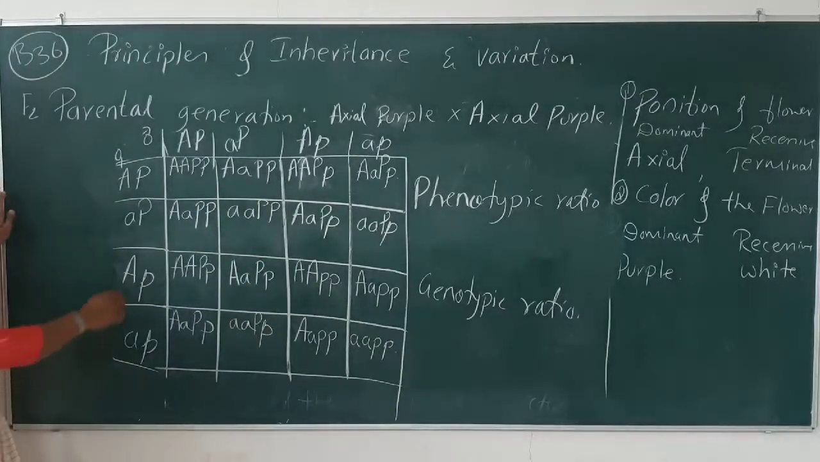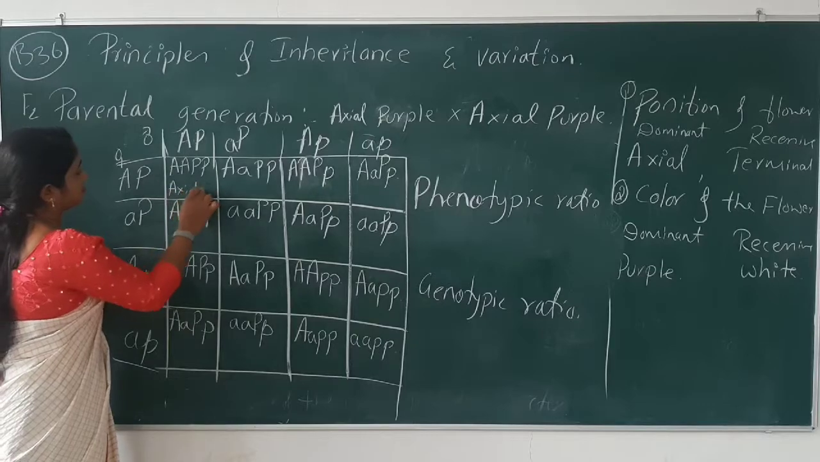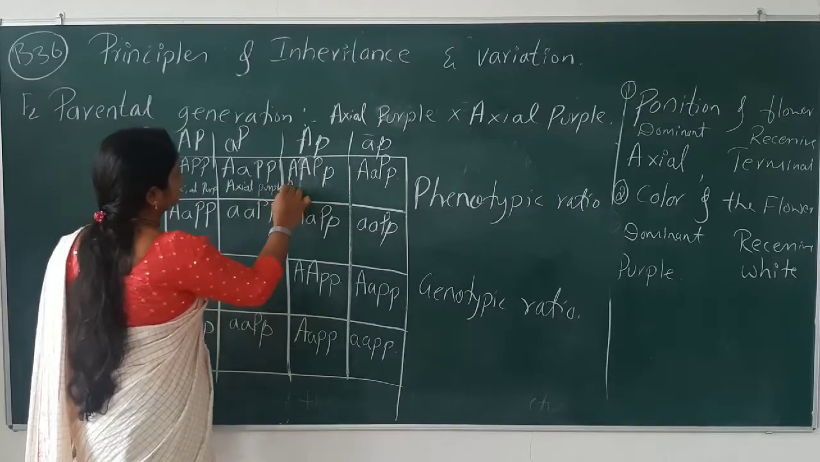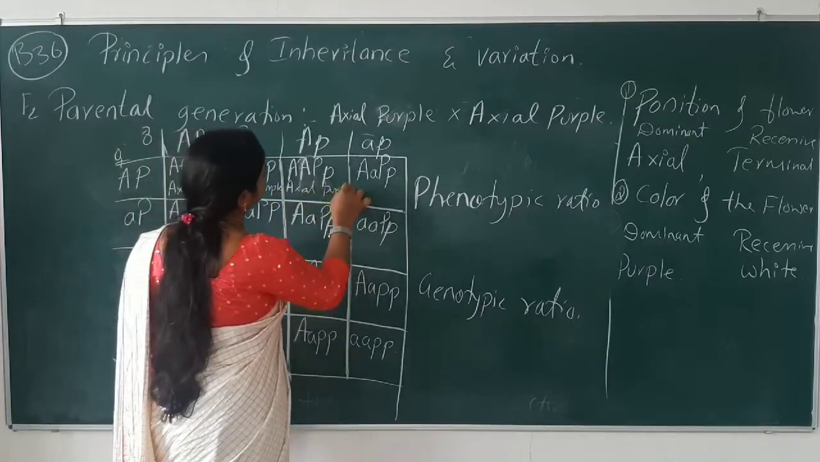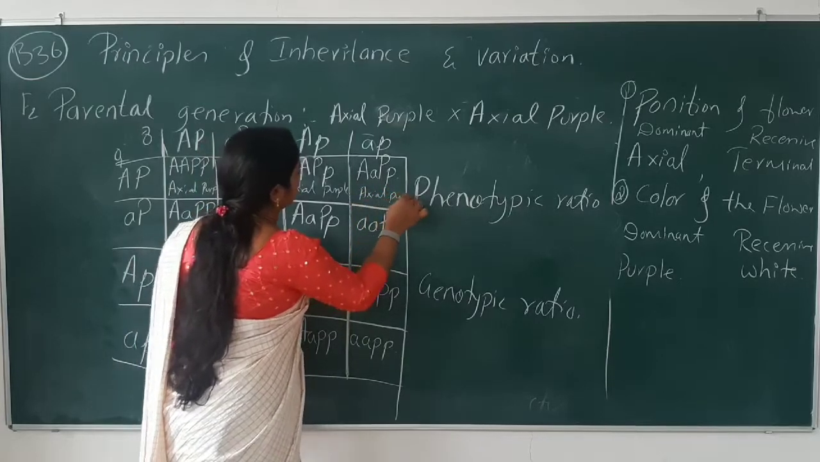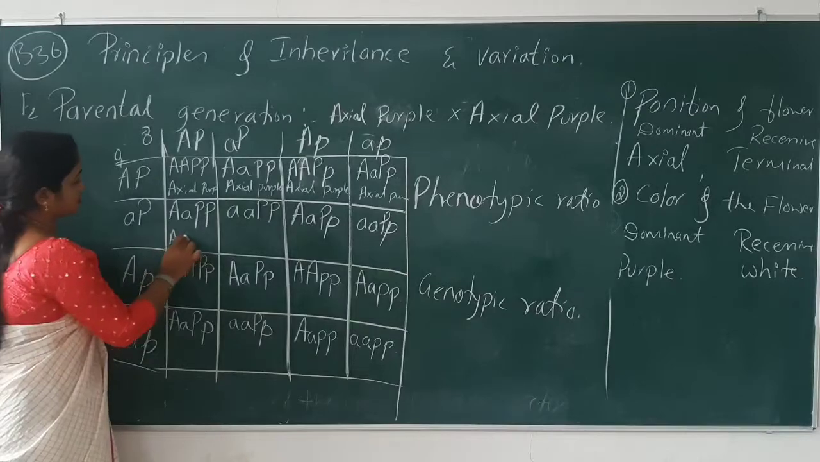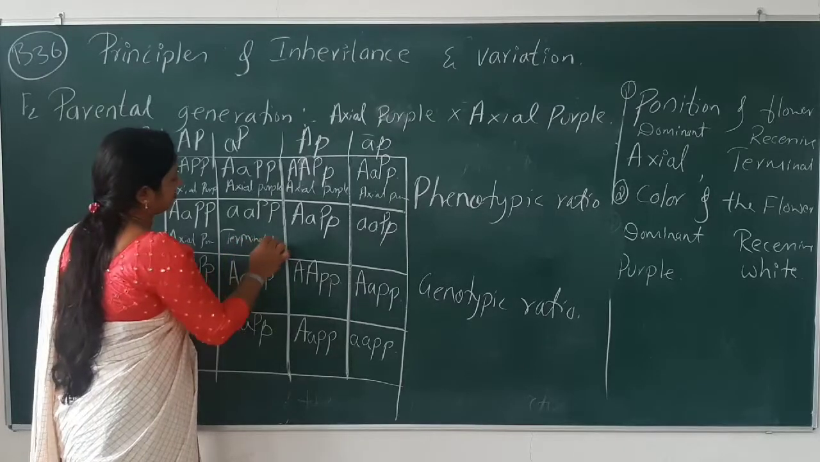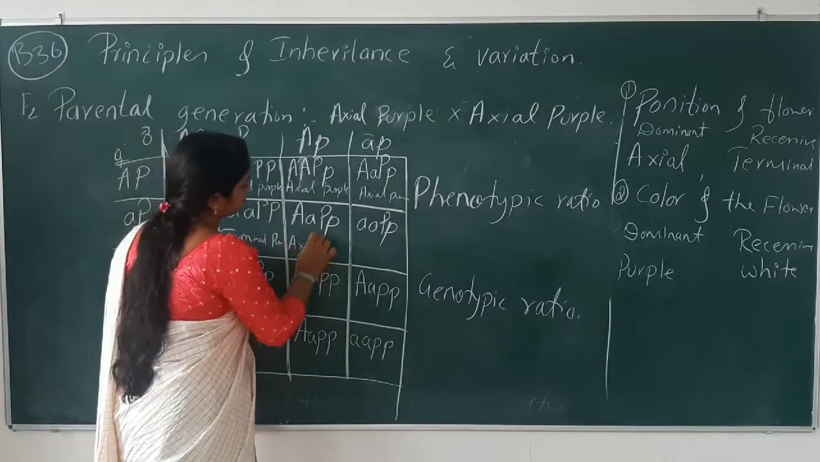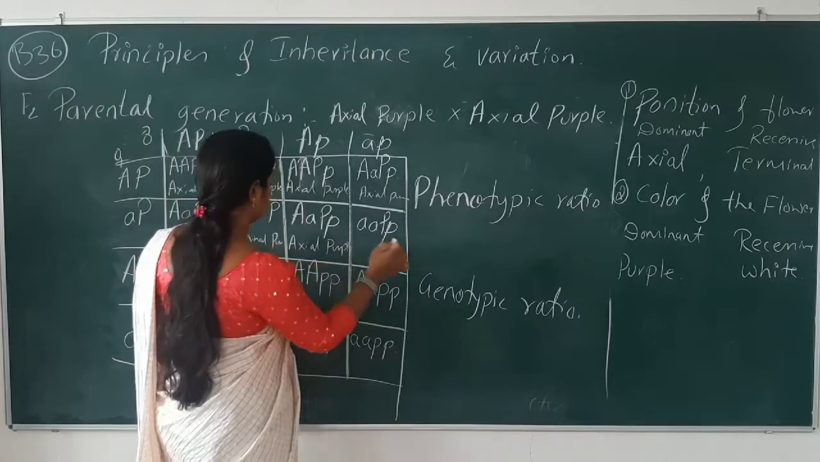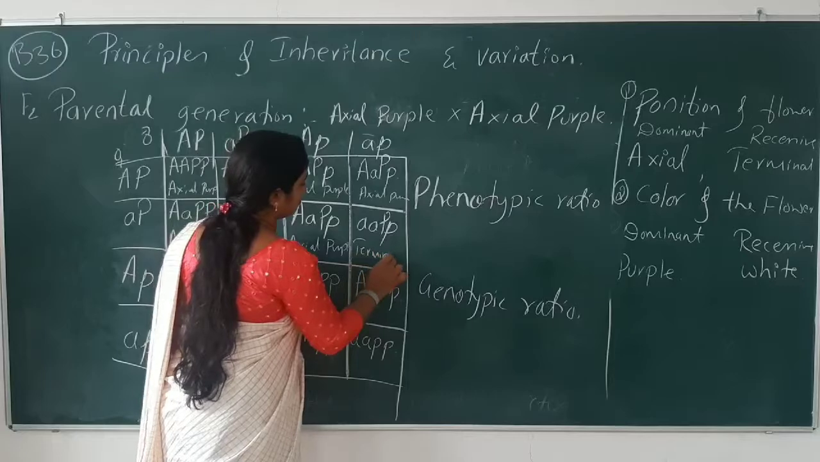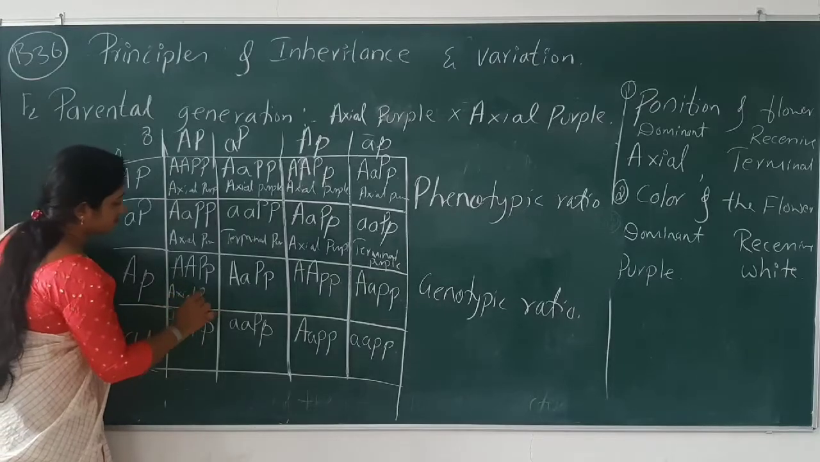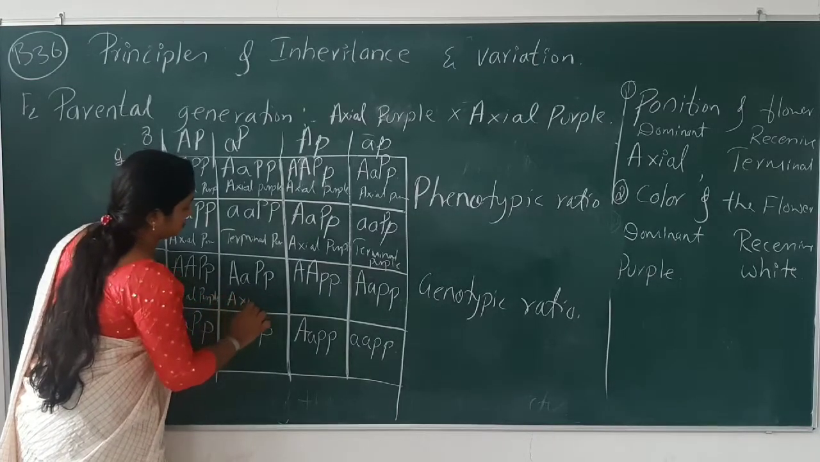Okay, I am going to write the phenotype here: axial, purple, axial, purple, axial, purple, axial, purple, and here also axial, purple, terminal, purple, axial, purple, terminal, purple, axial and purple, the same thing.